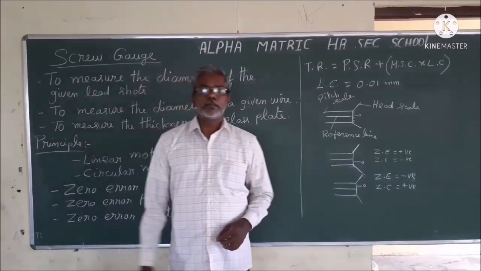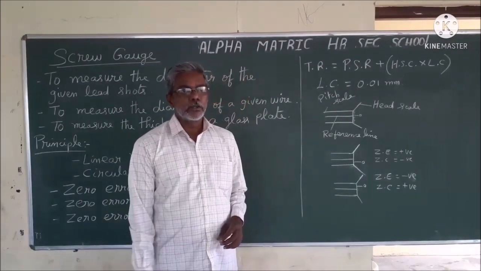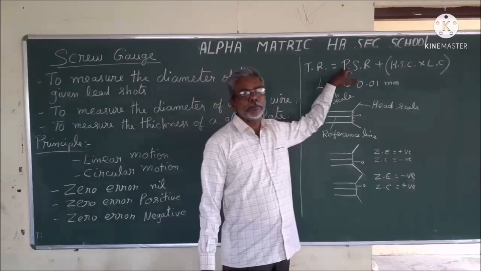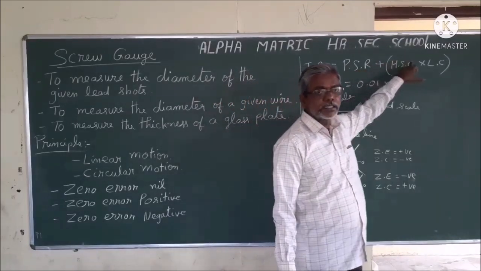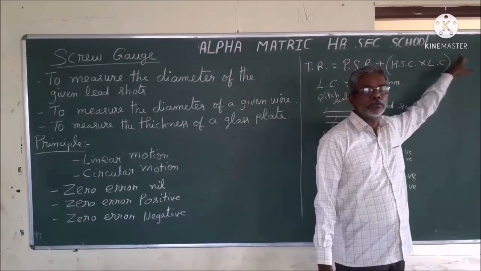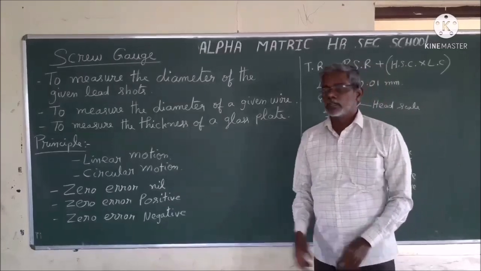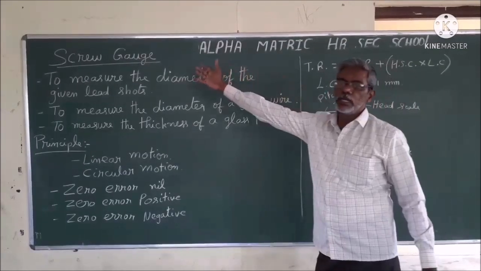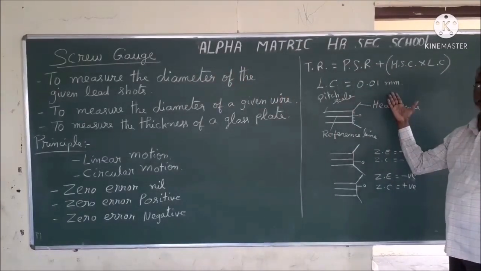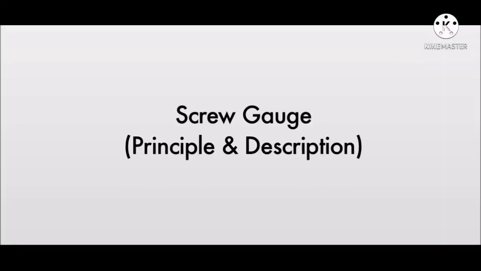How to calculate total reading? Total reading is equal to pitch scale reading plus head scale coincidence into least count. Least count for screw gauge is 0.01 millimeter.